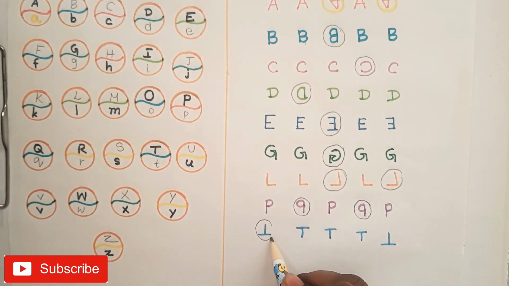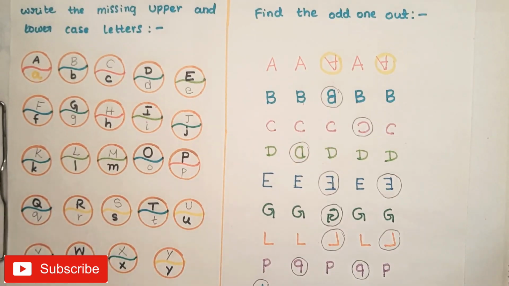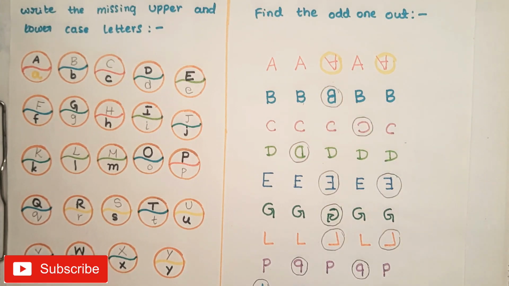Again here, T and this T. So if the kid has any confusion in writing the alphabet, suppose B, C or E, at that time if we give these kinds of activities as daily practice, that helps him to improve and avoid the confusion.